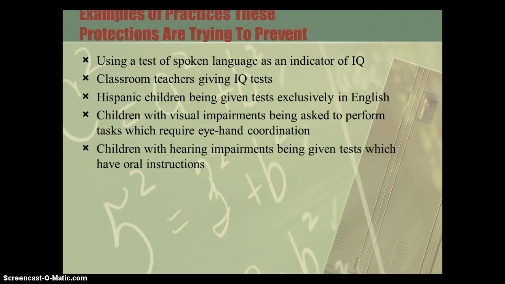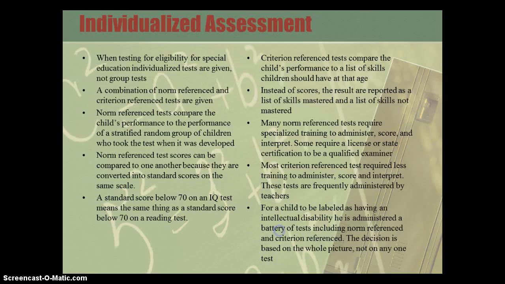So here are some of the things we're trying to prevent. There were times when, for instance, if we had a child whose native language was Spanish, instead of giving them a Spanish test, we would give them a test of spoken language or a nonverbal language test. We had classroom teachers giving IQ tests. We had children with visual impairments asked to perform tasks that require eye-hand coordination. Children with hearing impairments given tests that had oral directions.